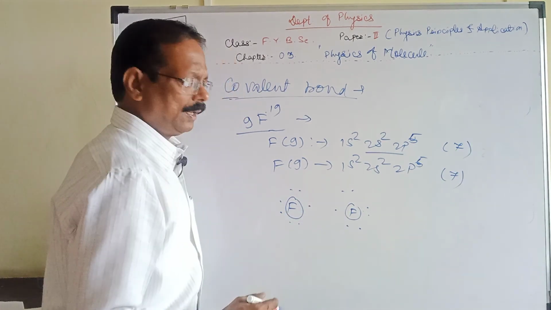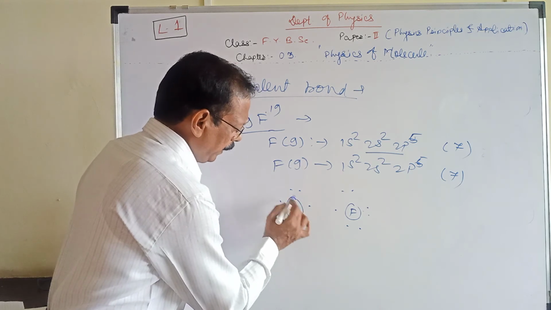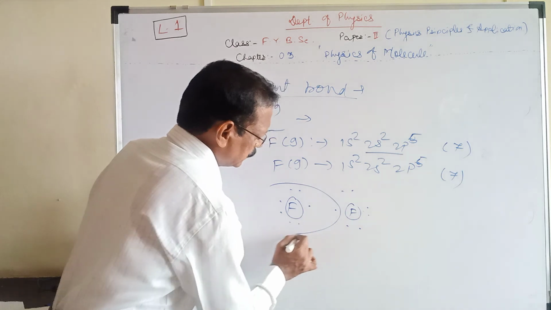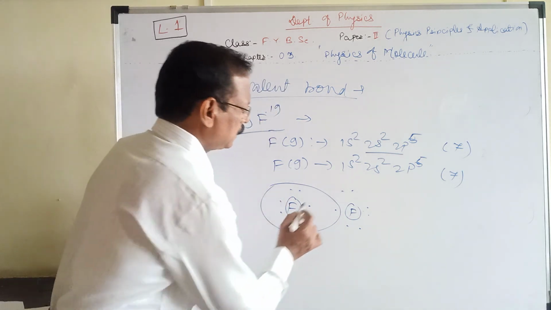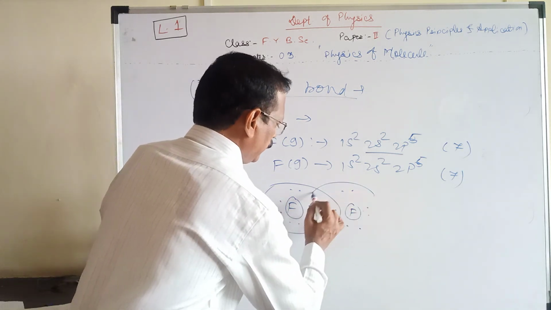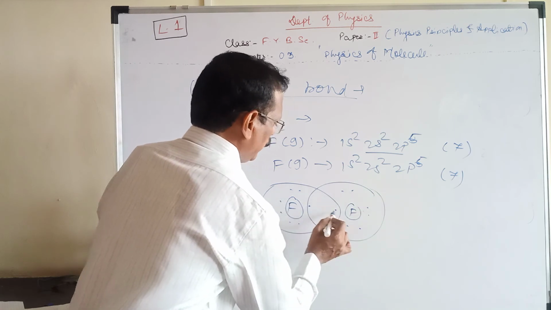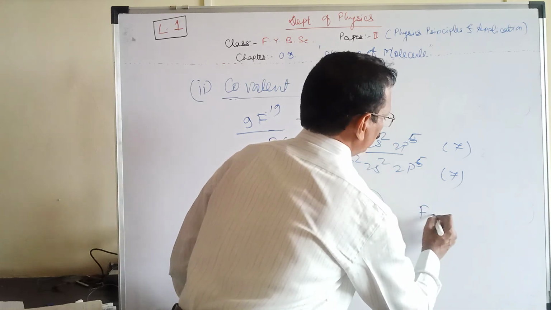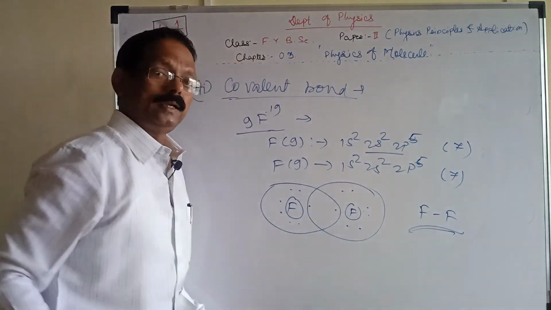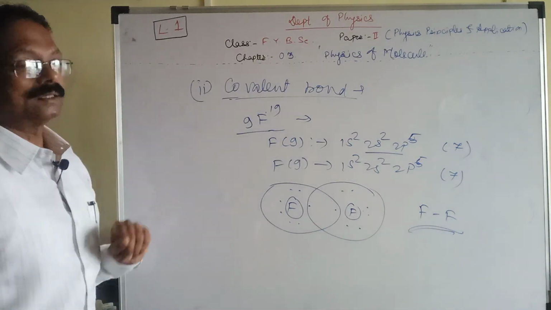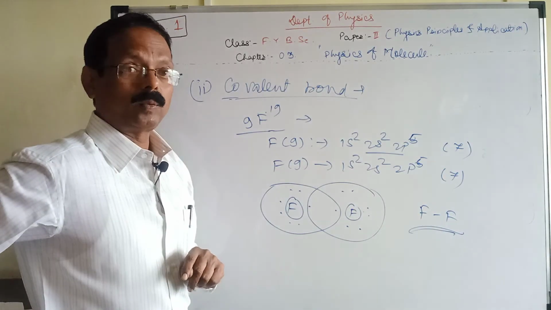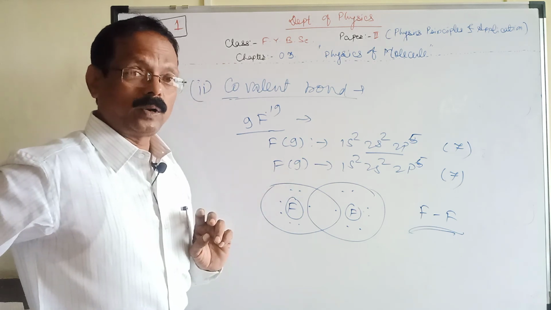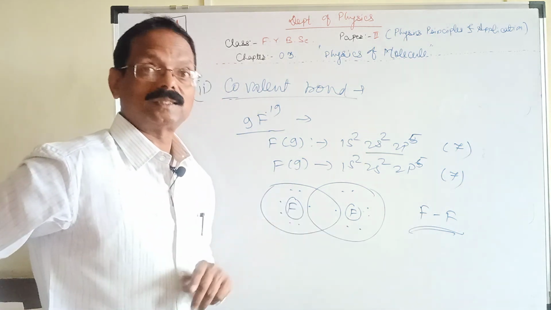Then what happens? In this case, we require 1 electron. So this fluorine shares 1 electron from this neighbor, and this fluorine shares 1 electron from this one. So these 2 electrons, this electron and this electron, are the sharing. So if there is the sharing of the electron, then this is nothing but the covalent bond. Covalent bond is formed by the sharing of the electron. This is the example of the covalent bond, and here it is a single bond.